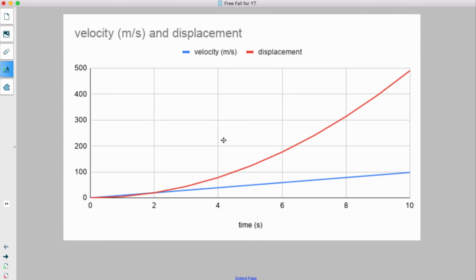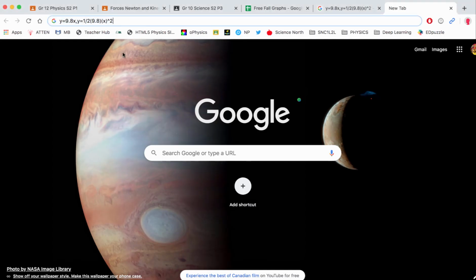We can also make a graph using just Google Chrome. So what I've done is put the equations in here. This is the one for speed: y equals 9.8 times x, where x is going to be our time. And for displacement, it's 1/2 times 9.8 times x squared.